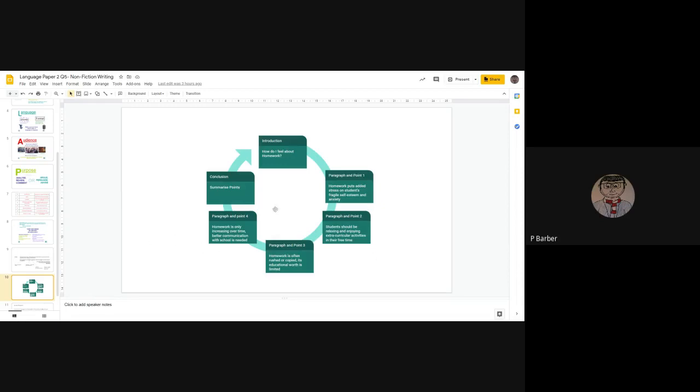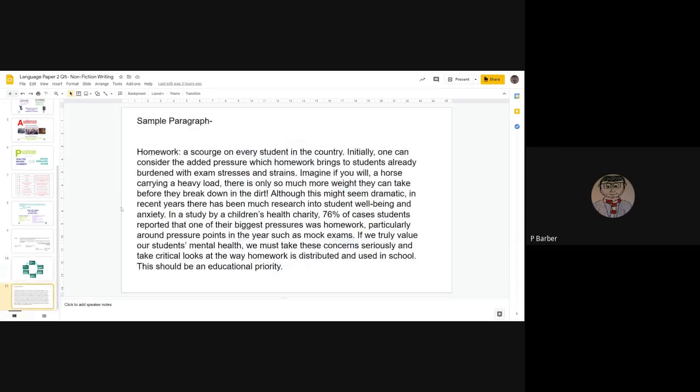What I've done is I've written paragraph 1 here. I've written a paragraph looking at stress and self-esteem in students to do with homework. So we're going to have a look at it together, and I'm going to highlight some techniques that could potentially be identified from within this sample paragraph.